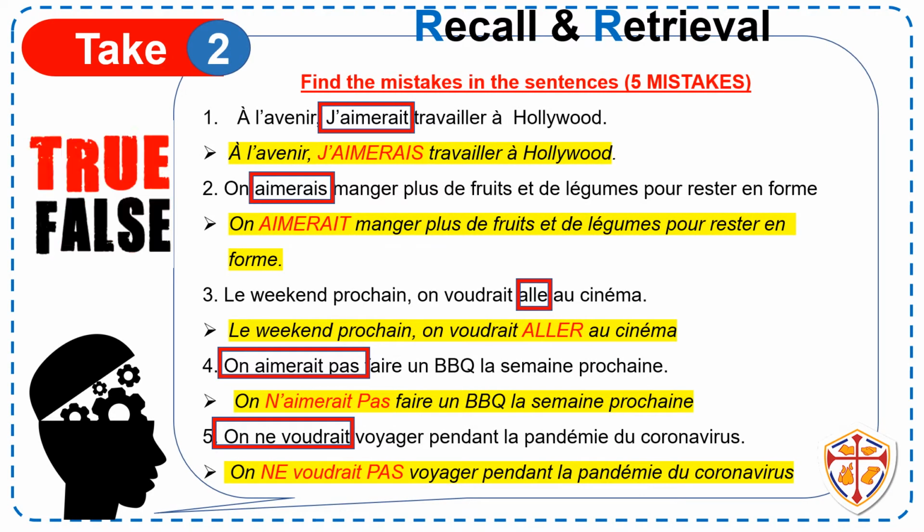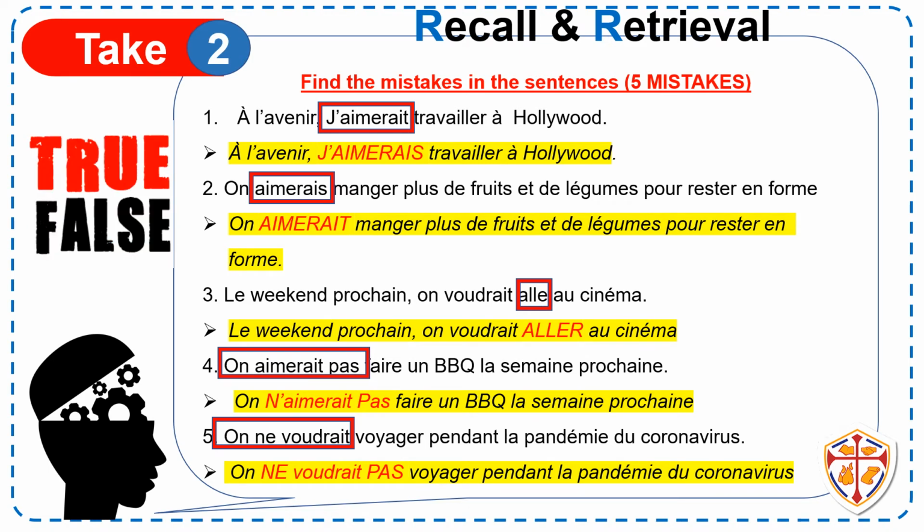Now, let's look at the correction of those mistakes in those sentences. The first one: à l'avenir, j'aimerais travailler à Hollywood. As we can see, j'aimerais ends with a T, and this is the mistake, and the correct answer should have been j'aimerais ending with an S.